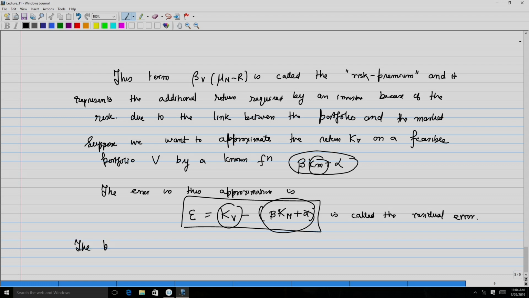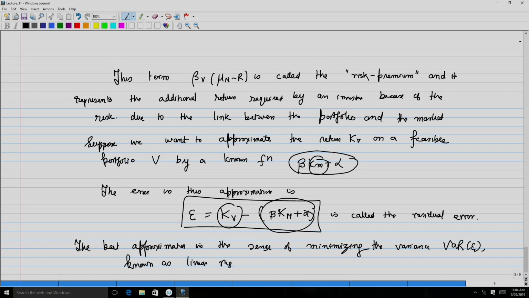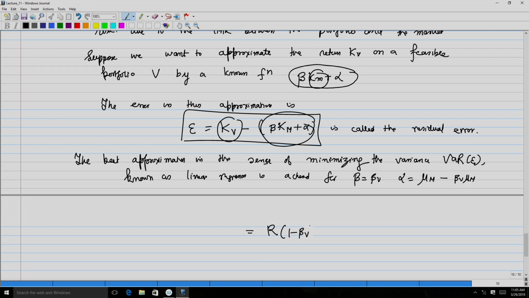So, the best approximation in the sense of minimizing the variance var epsilon, and this approach is known as linear regression, is achieved for beta equal to beta v and alpha equal to mu v minus beta v mu m, which is the same as r into 1 minus beta v.